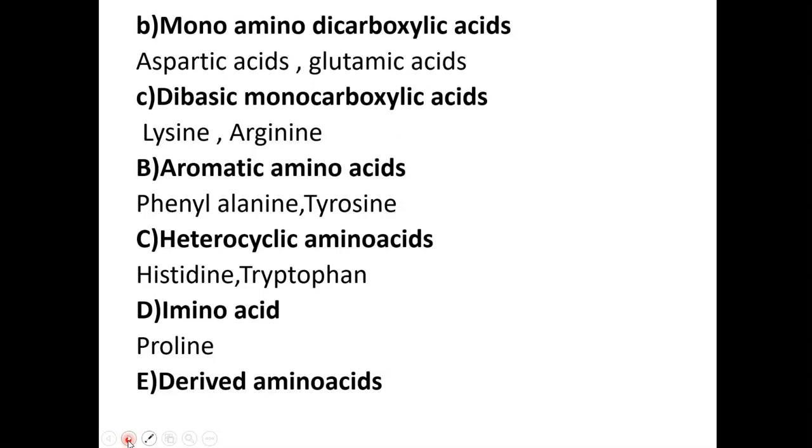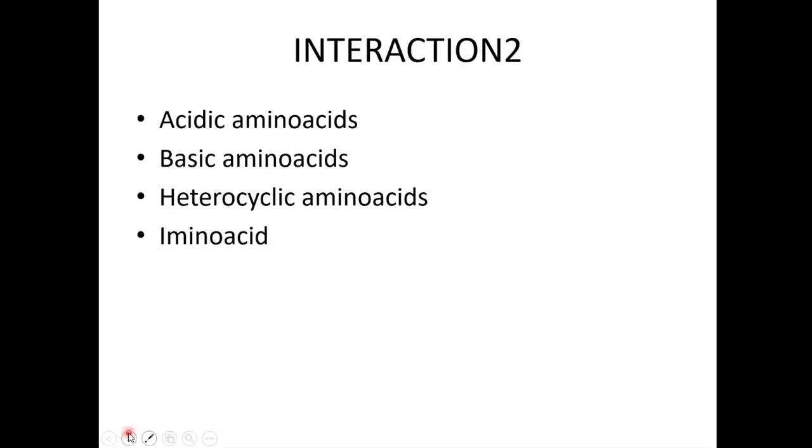Then, what about aromatic amino acid? There are two amino acids coming under aromatic amino acid, that is phenylalanine and tyrosine. Then heterocyclic amino acid. There are two amino acids coming under heterocyclic amino acid, that is histidine and tryptophan. And finally, imino acid proline, and the last classification is derived amino acid. Okay. Before entering into derived amino acid, we are going to discuss some questions.